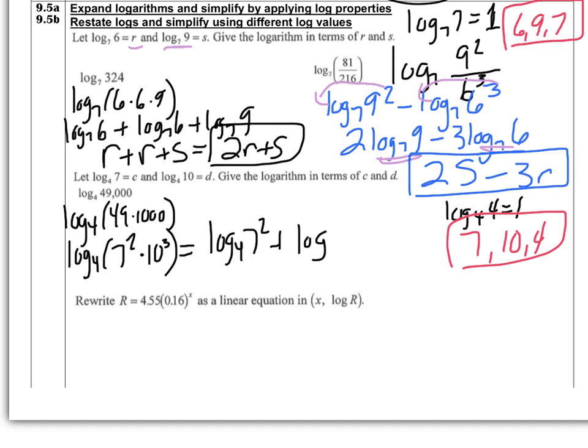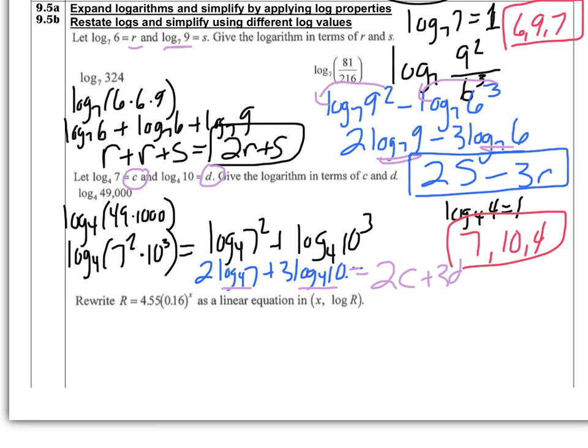And we're going to have all of this in log base 4. Now lastly, be careful. The exponents have to come forward. The 2 and the 3 will come forward. So this will be 2 log base 4 of 7 plus 3 log base 4 of 10. Again, one of the things they've already told us, log base 4 of 7 is C. Log base 4 of 10 is D. So replace those and we're going to get 2C plus 3D.